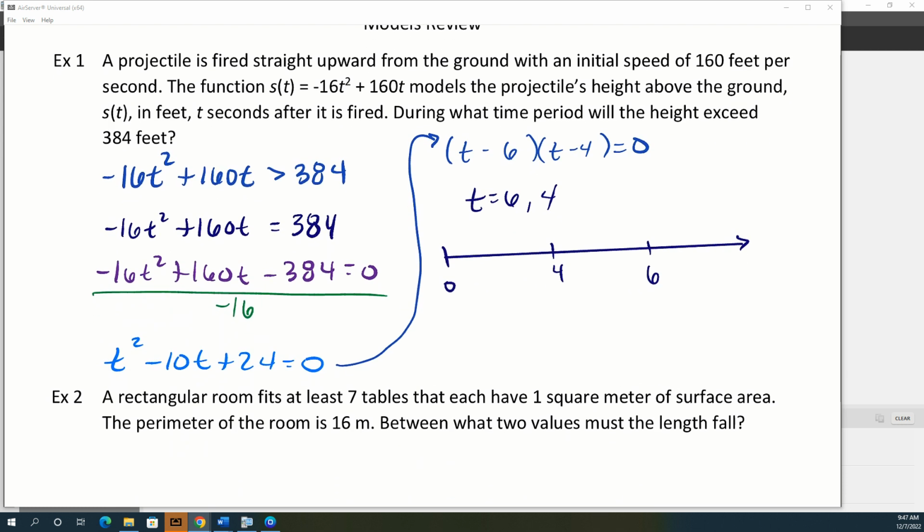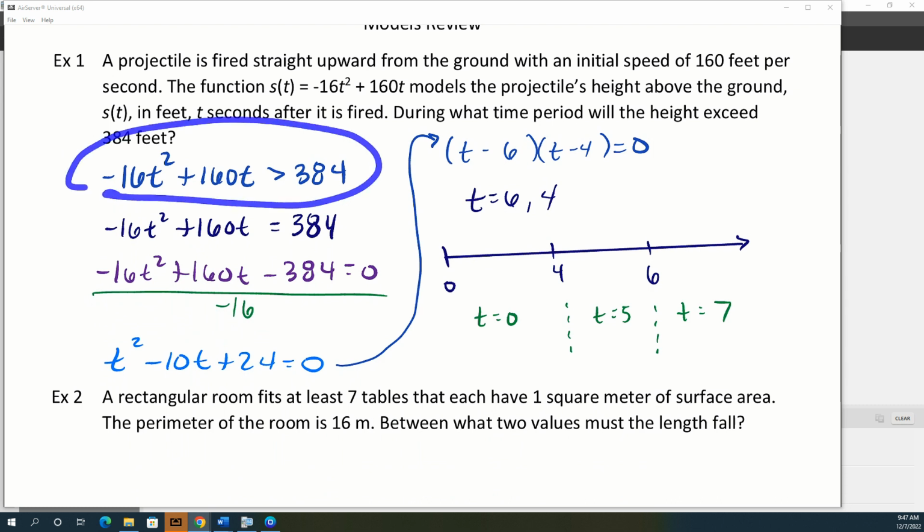Do y'all remember doing this? Yes. Good. All right. So then we're going to plug in a value in each region and see if we get a true statement or if we get a false statement. And I'm going to plug them into the original. So plugging in 0 is super easy. So everything that has a t becomes 0, and we get that 0 is greater than 384, which obviously is not true.